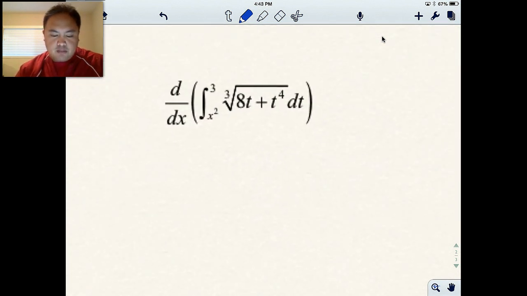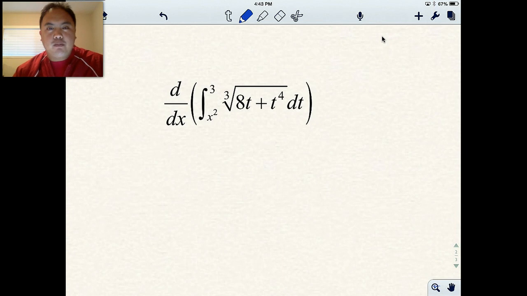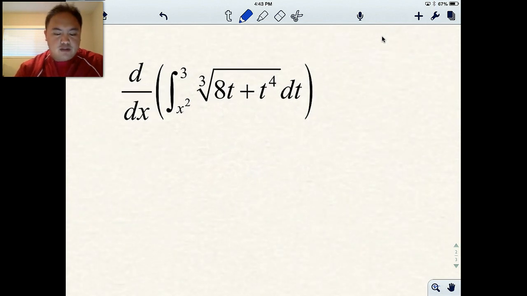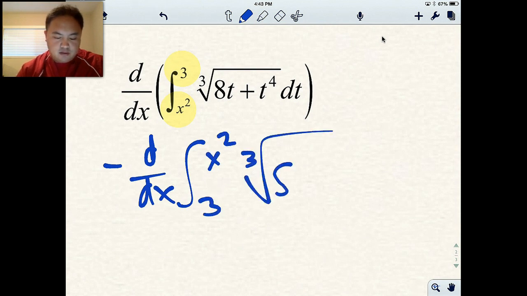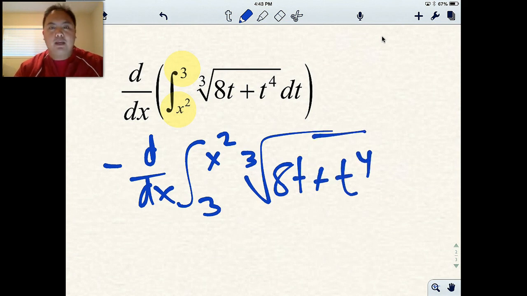Okay, number 2. So I'll try to mix it up a little bit for you guys. Here, same thing, derivative of the antiderivative. I don't have a constant on the top. I don't have a constant on the bottom. Okay, so what I'll do first is I'll make this negative, and I will flip it, like so. Hopefully you're okay so far. So all I did was flip it and make it negative.